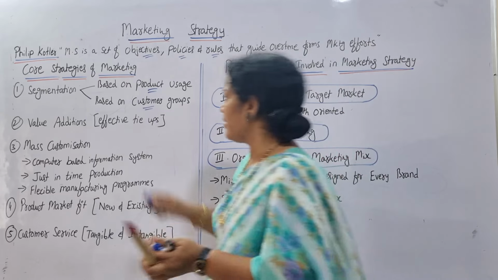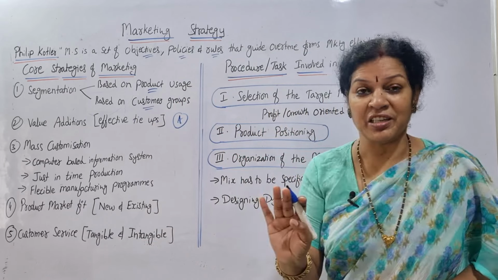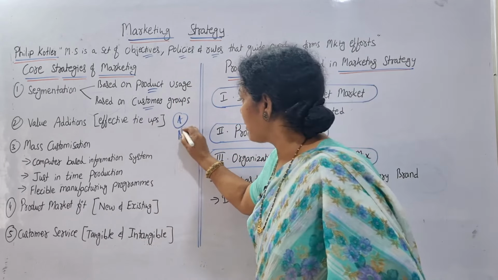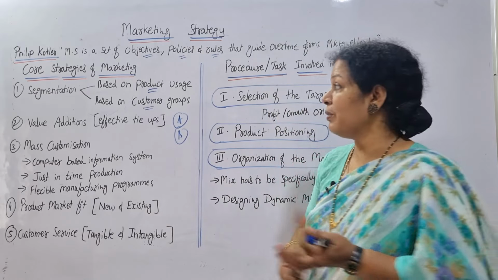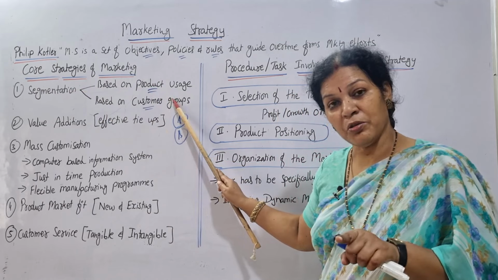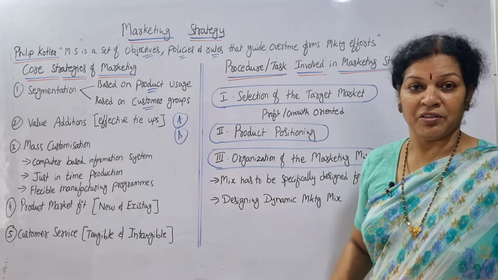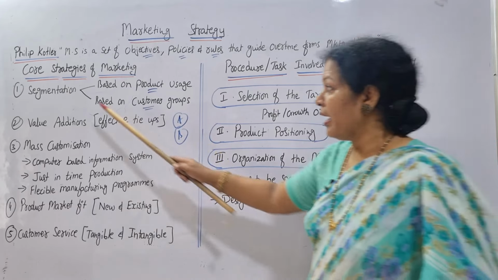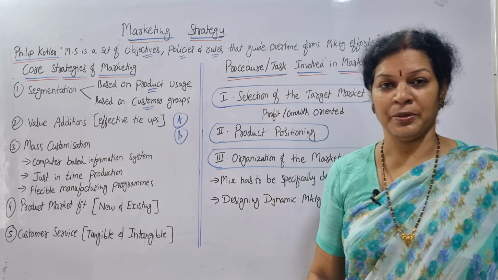If group A is there, for them we'll prepare a different marketing strategy. And if the B group category is there, for them we'll have to keep it separate. So this segmentation is according to product usage and also according to the group. A group people, B group people, like this. Am I clear? And if segmentation is over, next we'll focus on value additions.